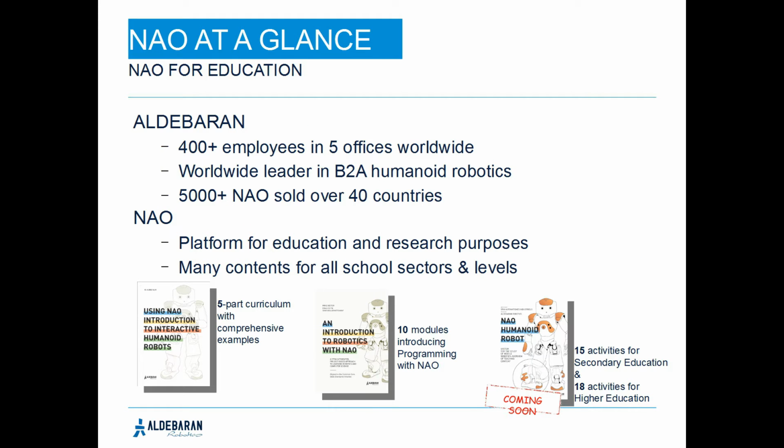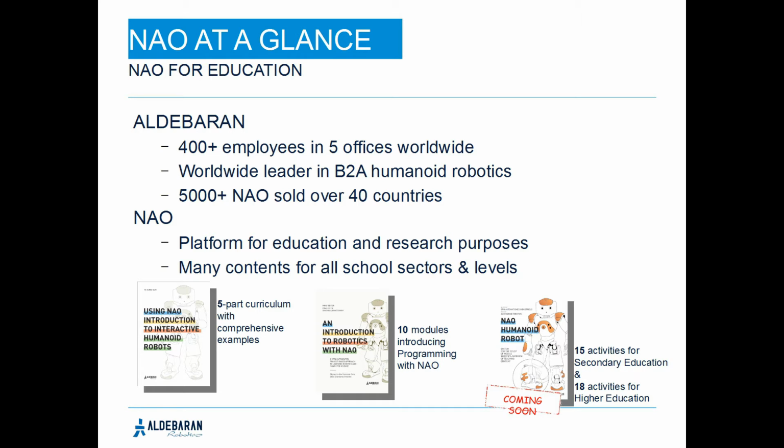But let's quickly talk about the company and the robot. Aldebaran is a French company. We are more than 400 employees and we have sold more than 5,000 NAOs all over the world. We are the worldwide leader in humanoid robotics at school. We provide lots of content for the teachers to use in the classroom.